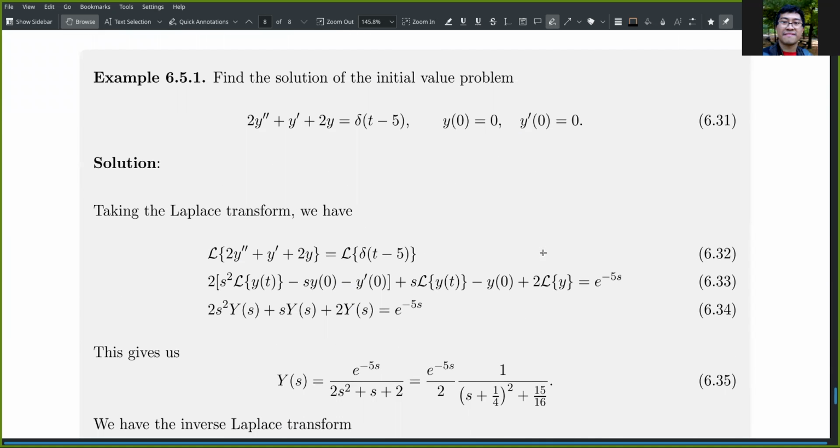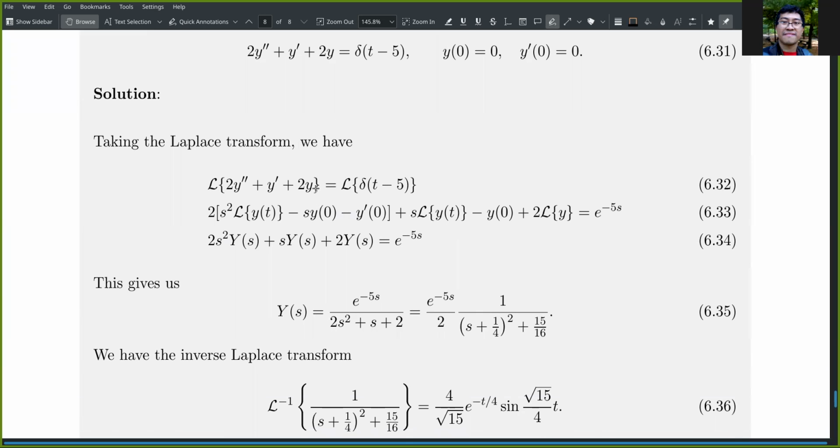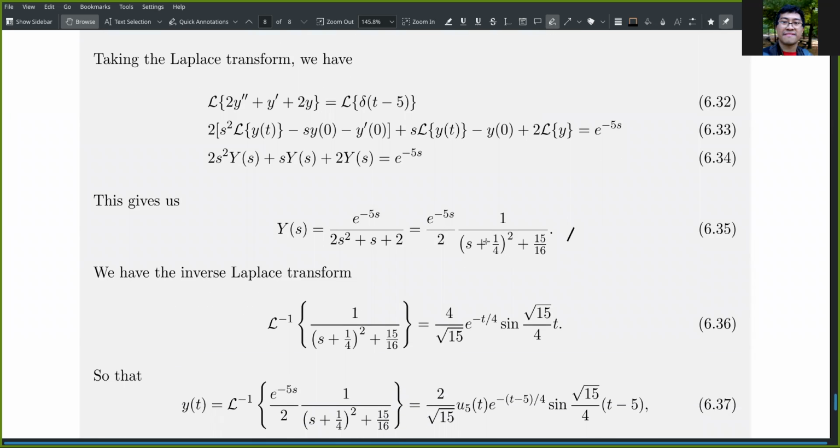Now, finally, let's have an example. The form is similar to the previous example, but we have this forcing function delta. If you take the Laplace transform, as usual, we get this. We have a final expression, so the Laplace transform of delta t minus 5 is e to the minus 5s. So we have this expression. We can take the inverse Laplace transform of this. Okay, so that's the inverse. We take the inverse Laplace transform here.